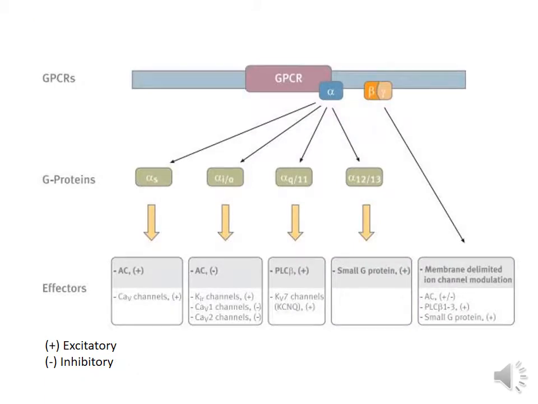And here there is a summary slide with the different alpha subunits and the different effectors that they activate. And the different types of metabotropic receptors will be seen, as I said earlier, in more detail in upcoming lectures in this course.